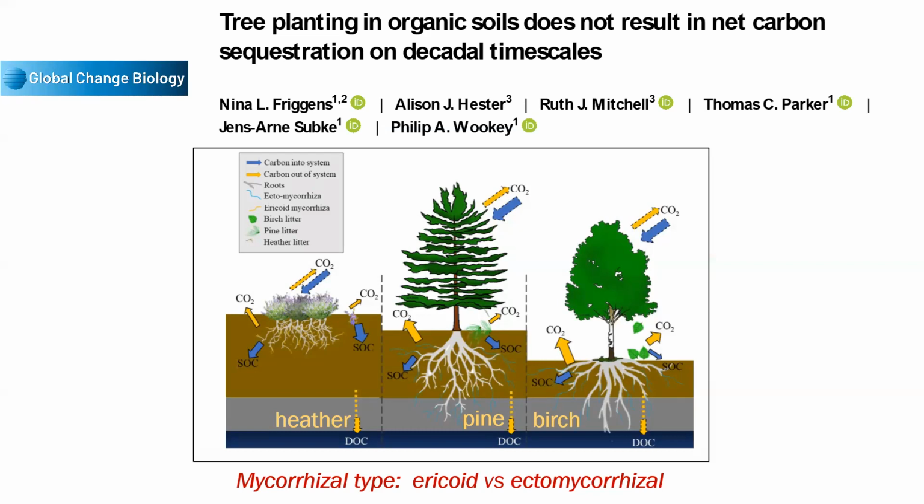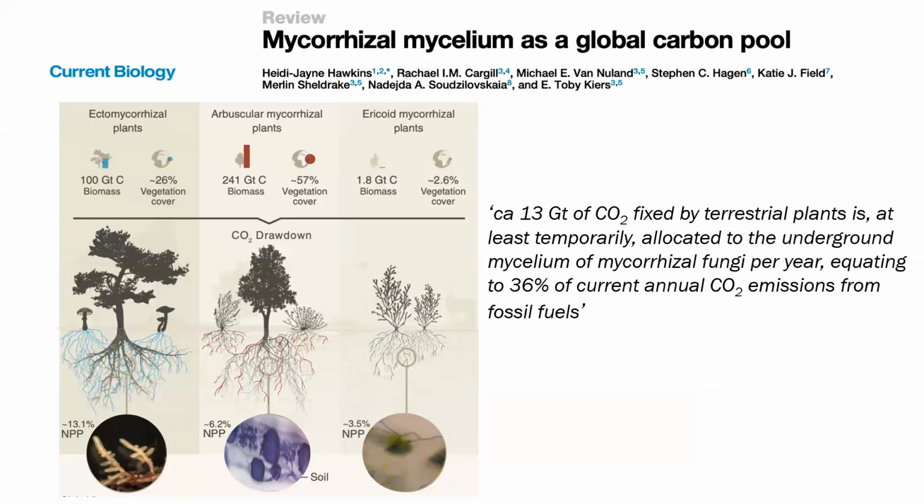So it is always important to think about these shifts in mycorrhizal types. Finally, this is also a meta-analysis based on experiments in the field and in the lab, where they found that a large amount of carbon from the photosynthesis of terrestrial plants is at least temporarily allocated to the underground mycelium, and this equates to approximately 36% of the current annual carbon dioxide emissions from fossil fuels.